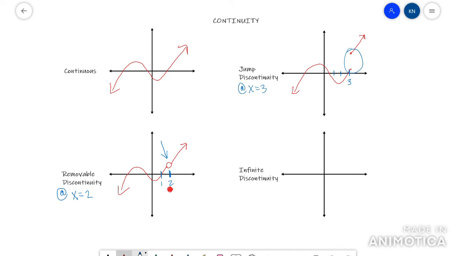Okay, the last one that you're going to get is an infinite discontinuity. So what that looks like is you'll have your line, and it'll have another section. They could both be going the same way. They could be going opposite ways. It doesn't matter. Generally, you're going to find these on asymptotes.